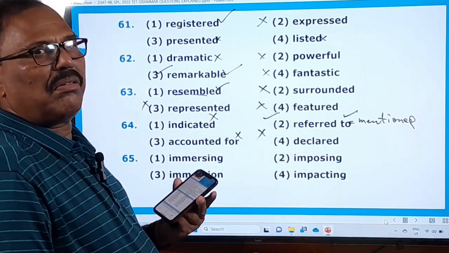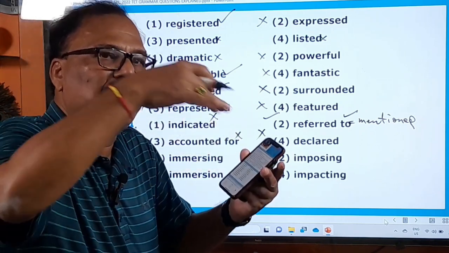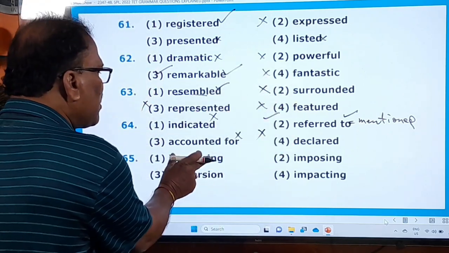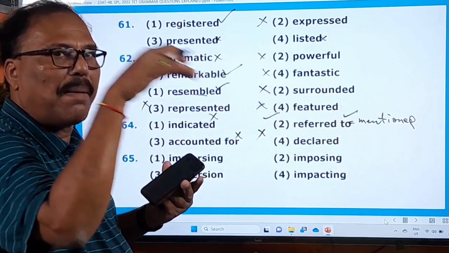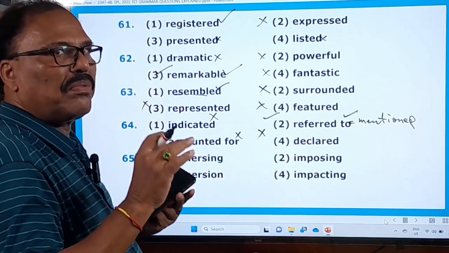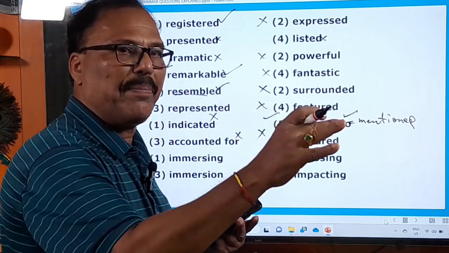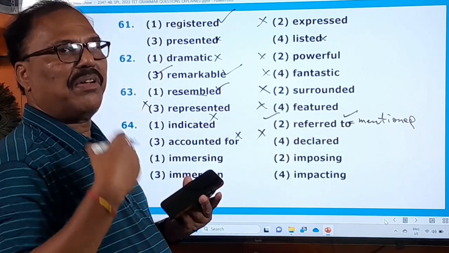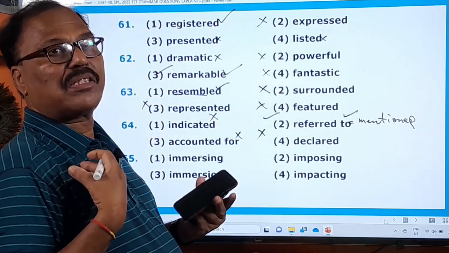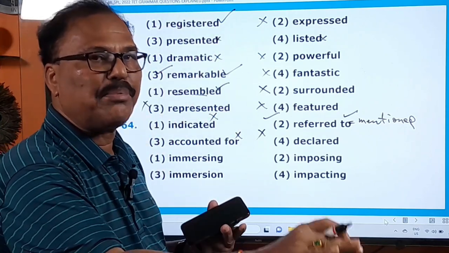What do you do during Ganesh Navaratri? You immerse the Ganesh idol in the water, in Tank Bund or somewhere else. Immerse means to dip or to submerge something in liquid or water. That's called immersing. Imposing means making people accept certain things, forcing people to accept something. The government will force you to accept something. That means the government is imposing rules on us, forcing us to accept those rules.